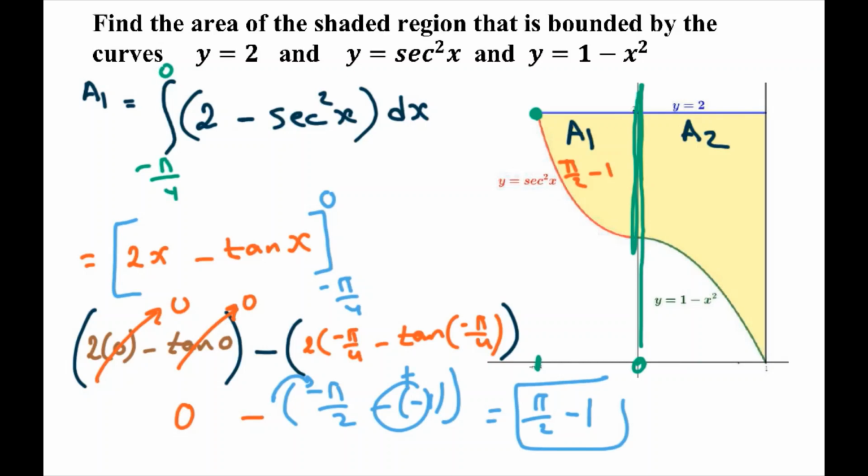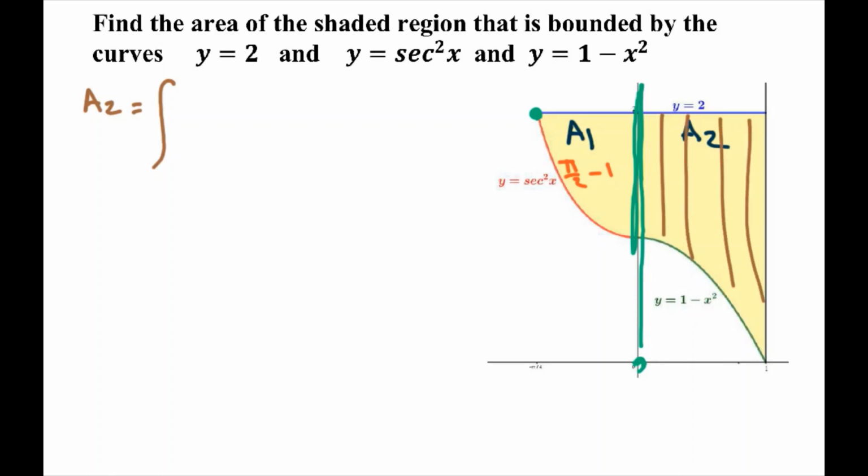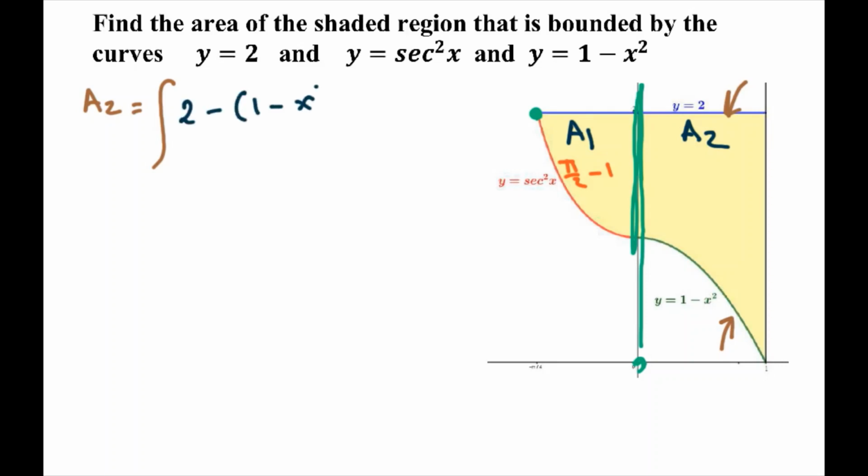Now we are going to calculate the area of A2. Now for the area of A2, we are going to say A2 equals the integration. Now again, we are going to go also vertically, because we want the area bounded by this line, this function, and this function. So by looking here, you will notice that y equals 2 is above 1 minus x squared. So it'll go first. And then we are going to take it from the 0 all the way to 1.